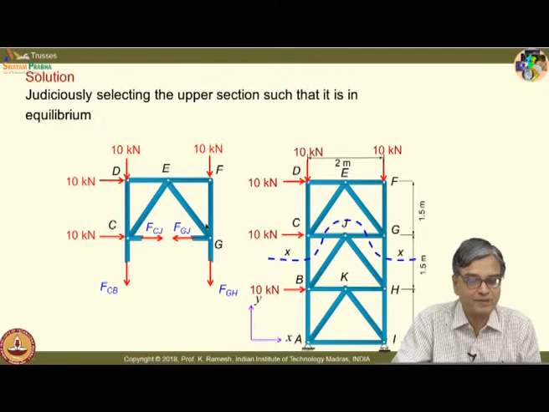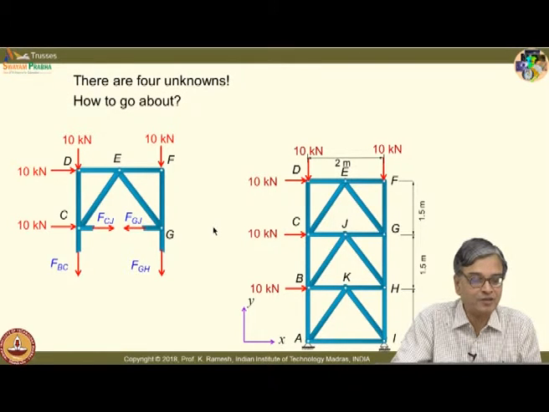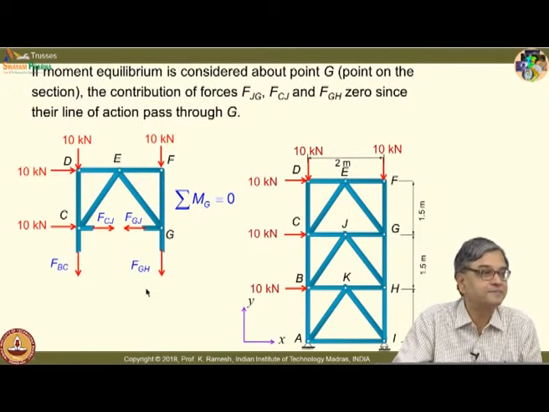So, I have completed the free body here. I have also put the known forces, and it is very clear. If I take moment about G, my problem is set, and I can directly find out what is the force in member BC. Is the idea clear?